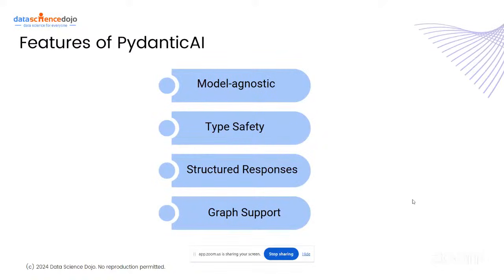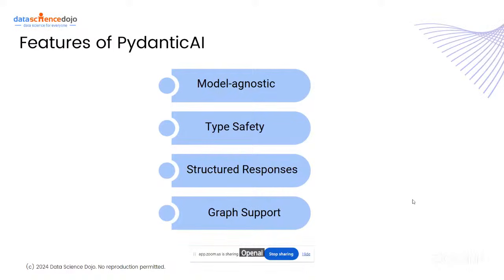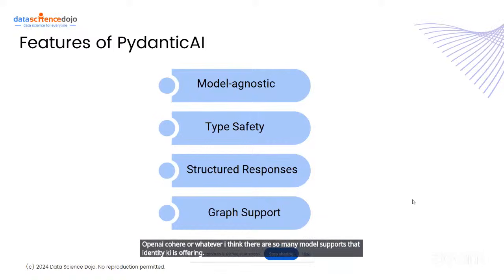Let me discuss a few features of Pydantic AI. It is model agnostic, so you can easily use any model with it. You are not supposed to use that SDK again and again, but you can just define the model that you're using, either through Groq, an open source model, Claude, OpenAI, Cohere, or whatever. I think there are so many models that Pydantic AI supports, and you can easily use that.